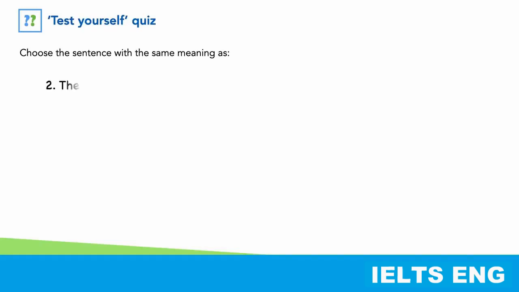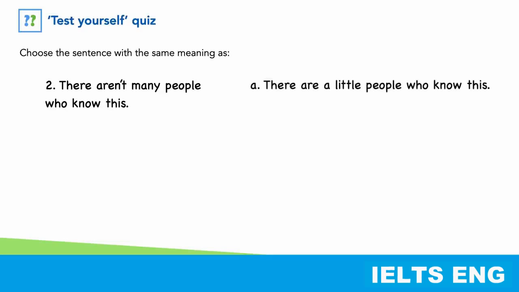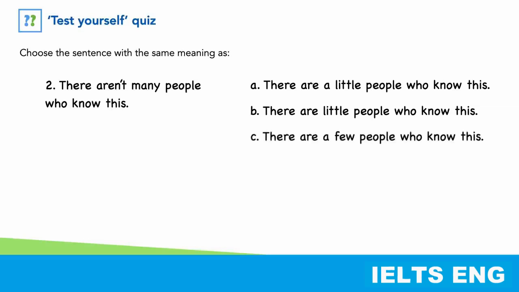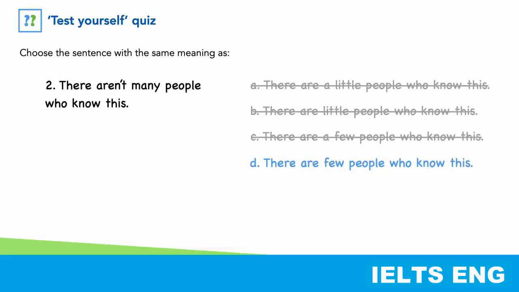Let's do one more. There aren't many people who know this. Which sentence will have the same meaning? This one? A, There are a little people who know this? Or B, There are little people who know this? C, There are a few people who know this? Or D, There are few people who know this? The correct answer now is D. There are few people who know this.